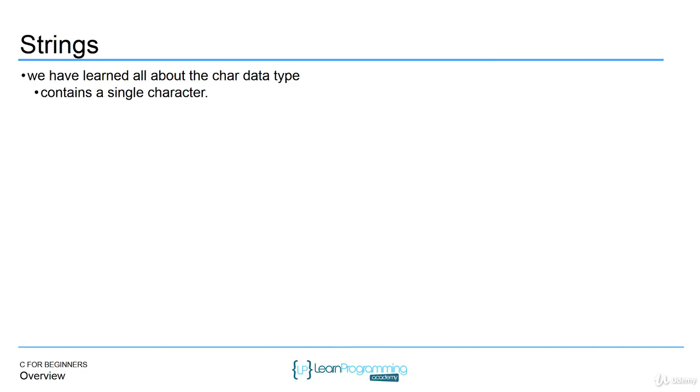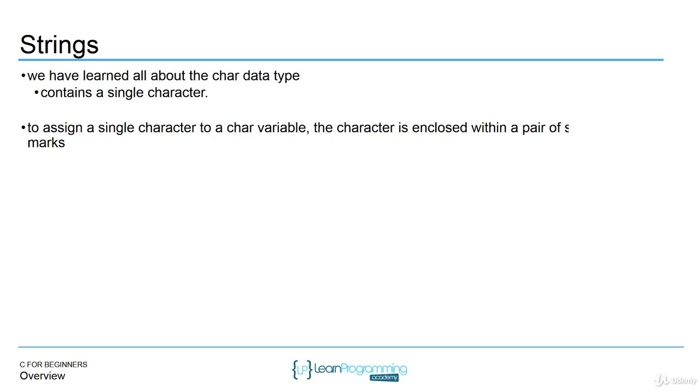So up until this point we're pretty familiar with a single character, the char data type, however you want to pronounce it. We know what that is, but we haven't really learned about words. To assign a single character to a char variable, the character is enclosed within a pair of single quotation marks. All right, we're familiar with this. We've learned all about this. In this example, plus sign equals plus inside single quotes. The important thing there is the single quotes.